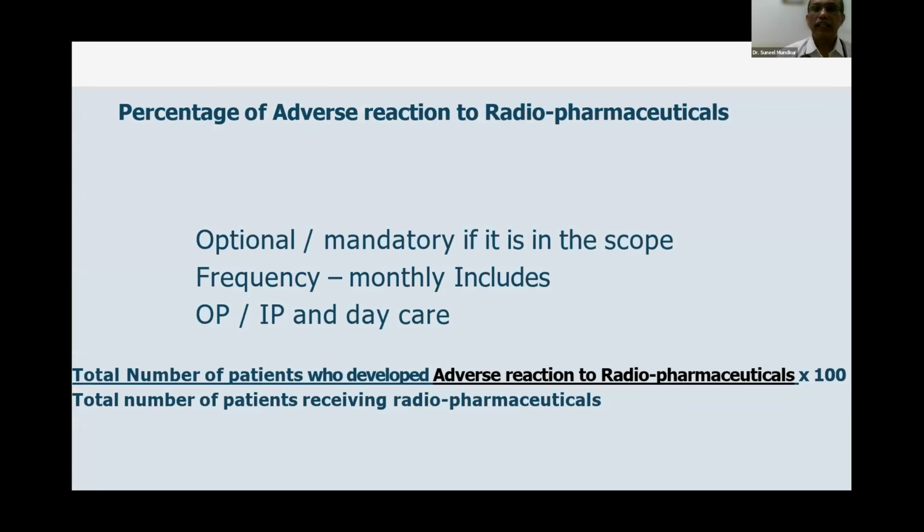This is a mandatory indicator if nuclear medicine is in the scope; otherwise, there's no need to capture this data. Frequency is monthly and it includes outpatient, inpatient as well as daycare patients. The numerator for this indicator is the total number of patients who developed adverse reaction to radiopharmaceuticals, multiplied by 100, divided by the total number of patients receiving radiopharmaceuticals. So it's a percentage calculation, not a ratio.